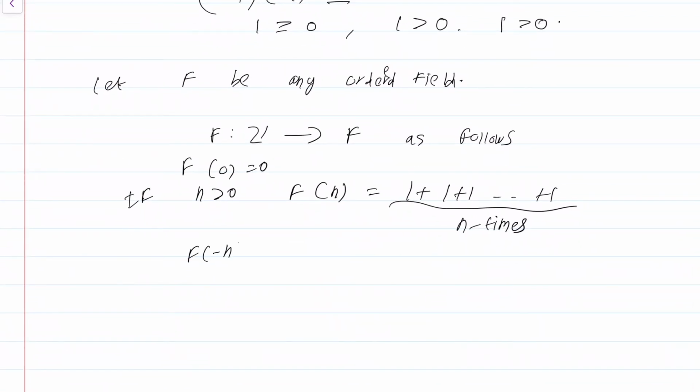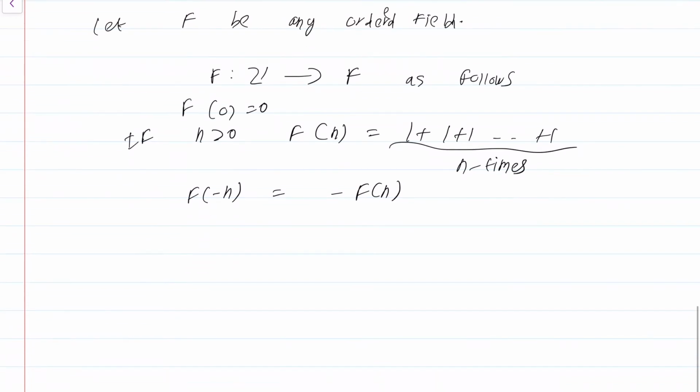Similarly, we just set f of minus n to be just minus f of n. Again, note carefully, the minus on the left hand side of this equation is the minus that is coming from the integers, whereas the minus on the right hand side is supposed to be the additive inverse in the field F. Okay. Now, we have a major theorem.